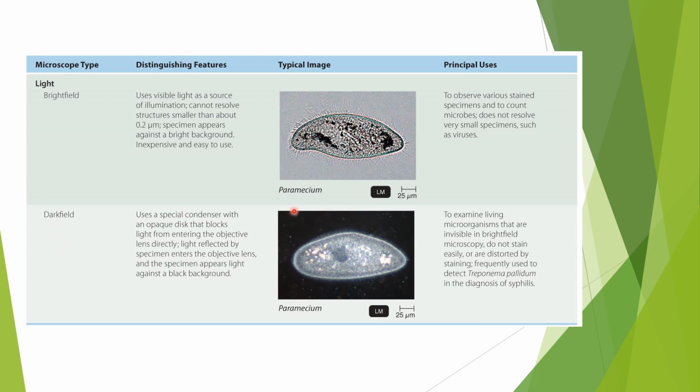There's another one called the dark field. And why do we call it dark field? Because you see how your specimen is going to shine against a very dark background. It's going to appear against a pretty dark background. And dark field microscopes are also pretty good to examine living microorganisms that you cannot stain.